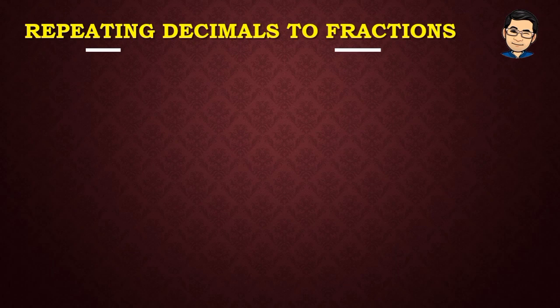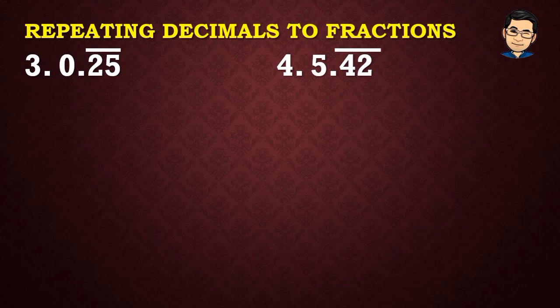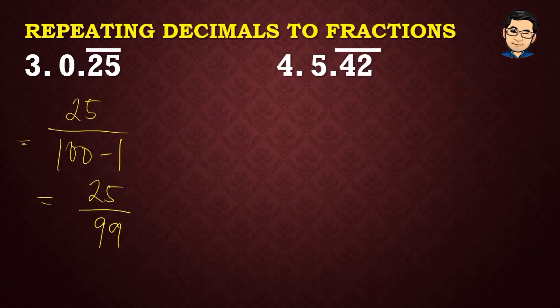For our next example, 0.25 repeating. So, ano ang place value ng 25? Hundredths. Okay, that is 25 all over 100 minus 1. 100 minus 1, that is 99. Can we simplify 25 over 99? No, kasi ang greatest common factor lang nila is 1. Kapag dinivide natin tong 25 and 99 sa 1, ito pa rin naman ang lilitaw. So, ang final answer natin is 25 over 99.